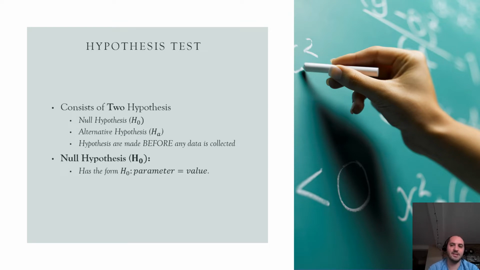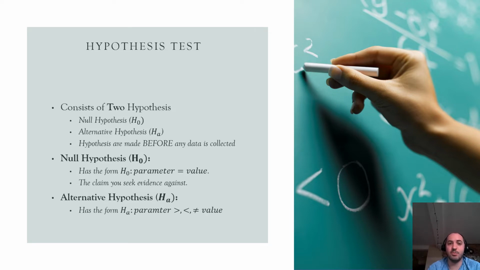So maybe it is the mean test score is 75%. Your null hypothesis will have the form of the parameter of interest and the value it's equal to. It's the claim you seek evidence against. It's not what you want to show. The alternative hypothesis says your parameter is greater than, less than, or not equal to a value. This is the claim that you hope or expect to be true. It's what you want to find evidence to support. So the alternative hypothesis is what you want to find evidence to support, and the null hypothesis is what you want to find evidence against.